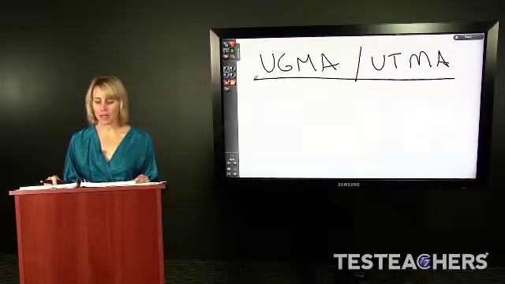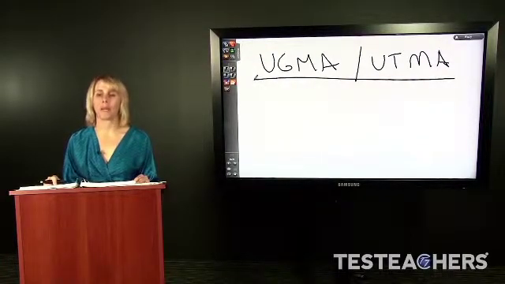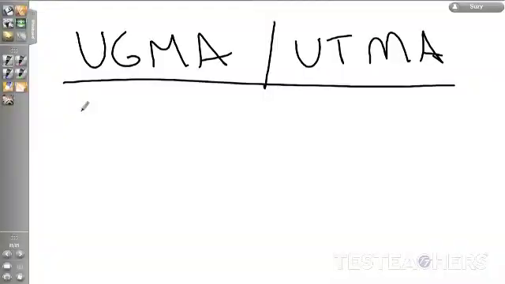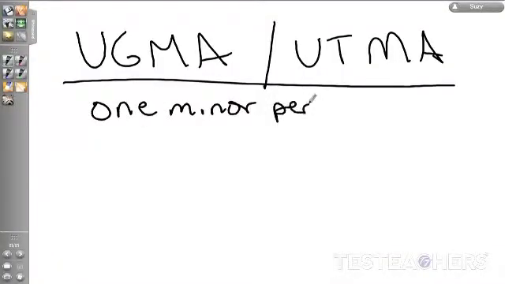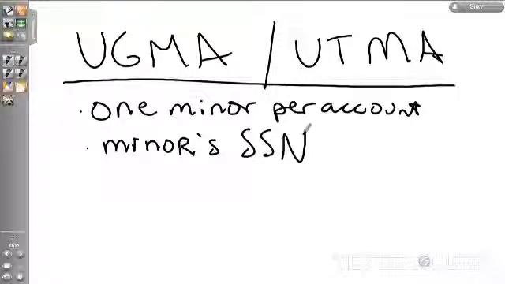So this act permits a parent or guardian to give cash or securities to a minor child. The minor's social security number appears on the account. So 1 minor per account. It is the minor's social security number that is on the account. So in my story, that's Miles. Miles's social security number is on the account.